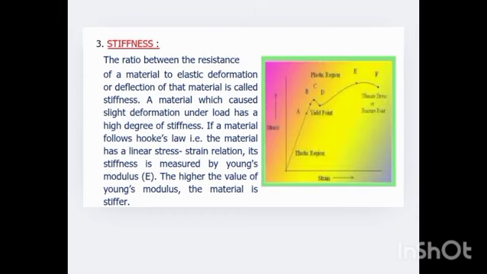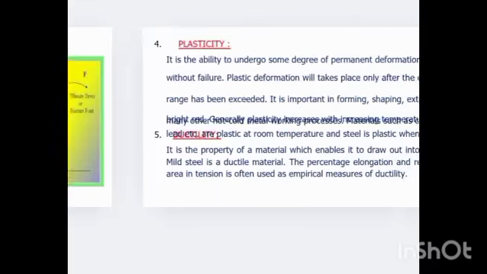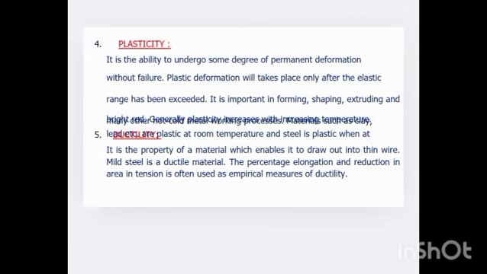Then stiffness. Stiffness is the resistance of a material to elastic deformation. If the material shows very small deformation under load, it is called stiff. Stiffness mainly depends on Young's modulus. If Young's modulus value is high, then the stiffness of the material is also high. And then plasticity. Plasticity is the ability of a material to undergo permanent deformation without breaking. Plastic deformation occurs after the elastic limit is crossed.